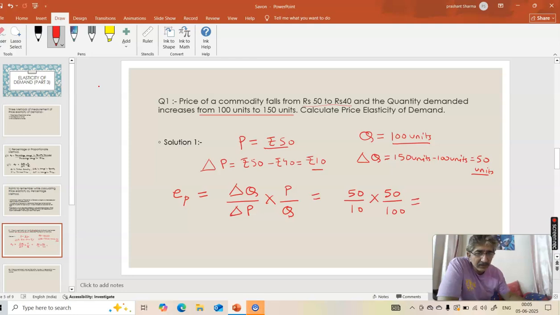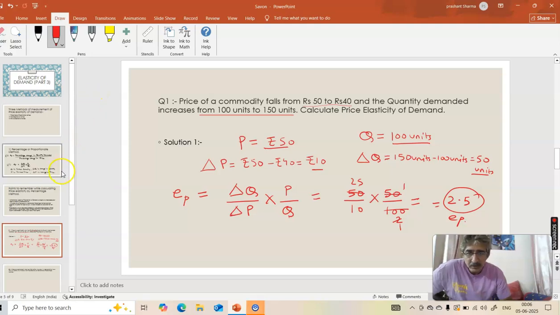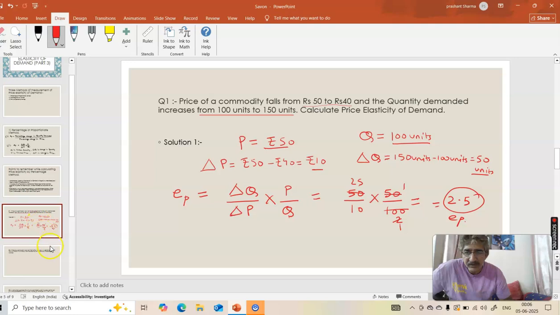So what do we get? 50 ones are 50, 2s are 100. This gets 2 ones are 2, 2 fives are 10, and 5 into 50 will be 250, giving 2.5 as the price elasticity. That's your answer. Okay, this is the EP. I hope this is clear. So you can pause and see this, or you can take a screenshot. If you're watching it on laptop, then you can click it with your mobile phone. So I'm proceeding with the next problem.